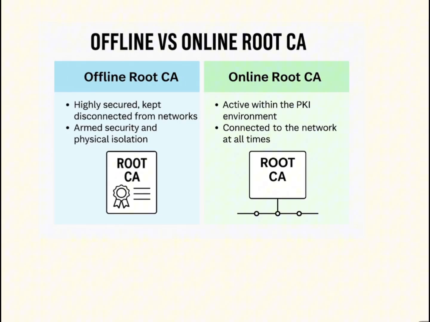In this session, we will discuss offline and online root CA. We will try to understand the difference between offline root CA and online root CA. So offline root CA is kept offline for security reasons. It is only used occasionally to sign sub CAs. We also call them intermediate CAs. Sub CAs or intermediate CAs, those terms can be used interchangeably.